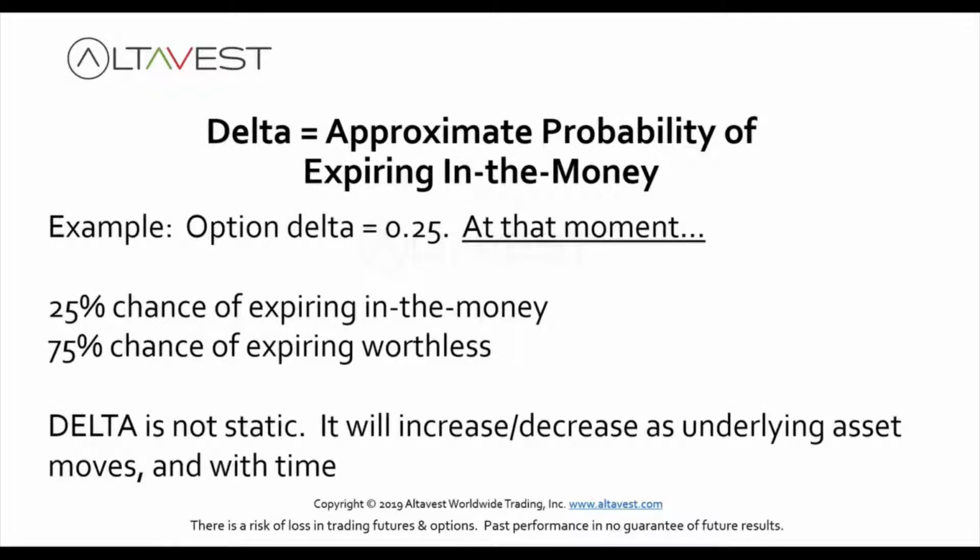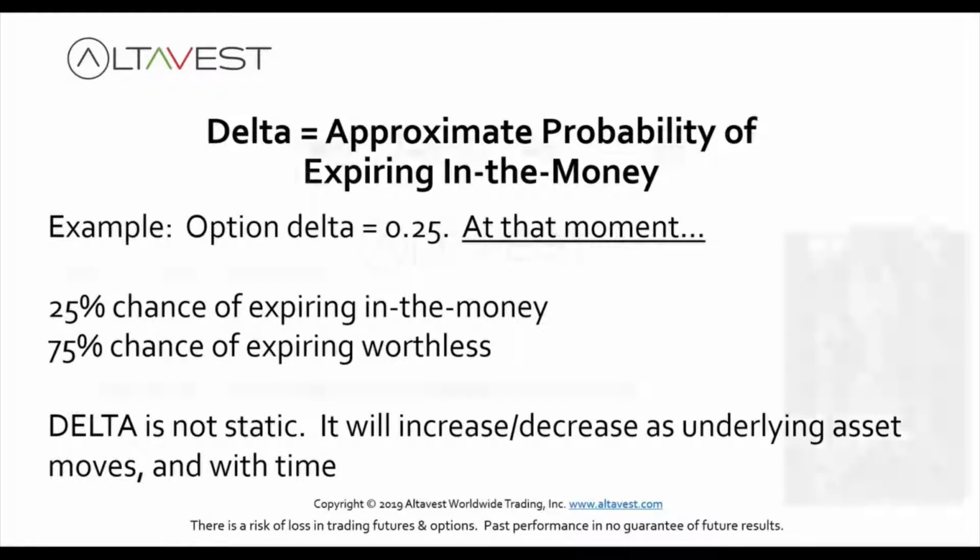Now here is a really, really important key to delta. It also equals the approximate probability of expiring in the money. So with a 25% delta, that means there's a 25% chance of expiring in the money. But conversely, a 75% chance of expiring worthless. Now remember, delta is always moving with the underlying fluctuation in price of the underlying asset, and of course with time.